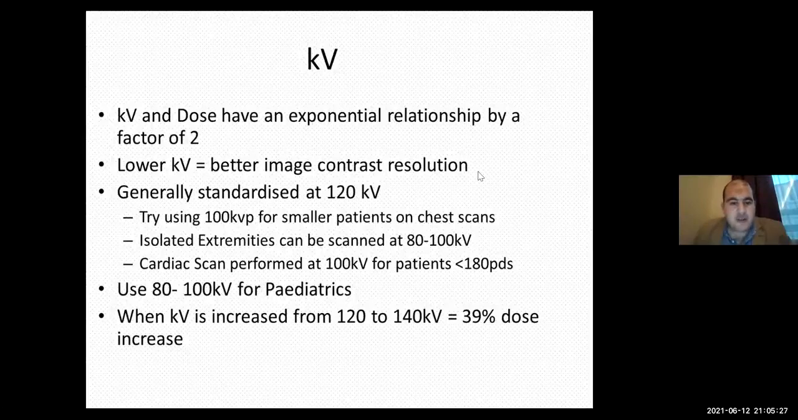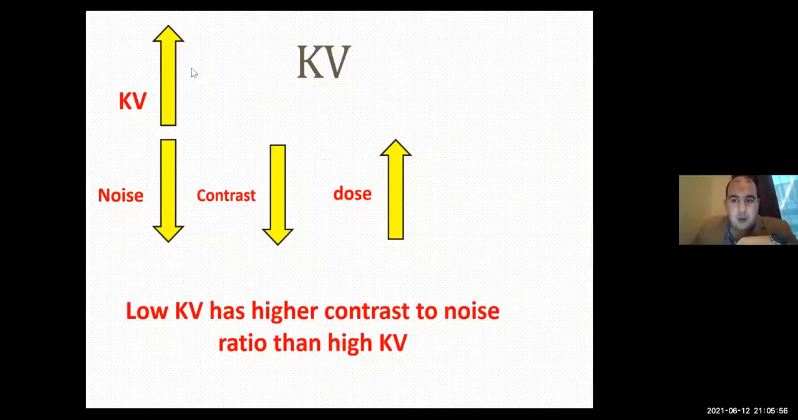So now, lower kV gives better image contrast resolution, generally. Normally, a lot of radiology centers use 120 kV, but try to use 100 kV or 80 to 100 kV. When kV is increased from 120 to 140, that causes an increase in the dose of 39%. Any minimal change in kV causes a higher increase in the patient dose. On increase in kV, noise will become less, contrast becomes less, dose becomes higher. So lower kV has a higher contrast to noise ratio.